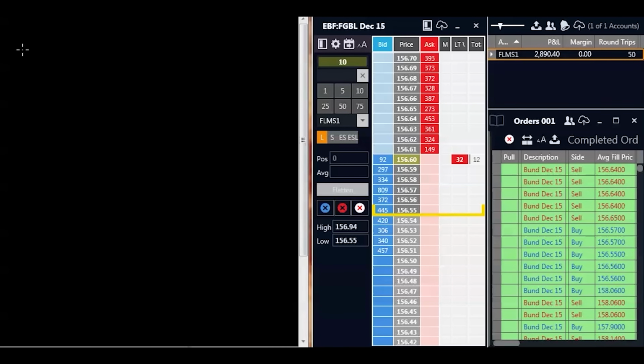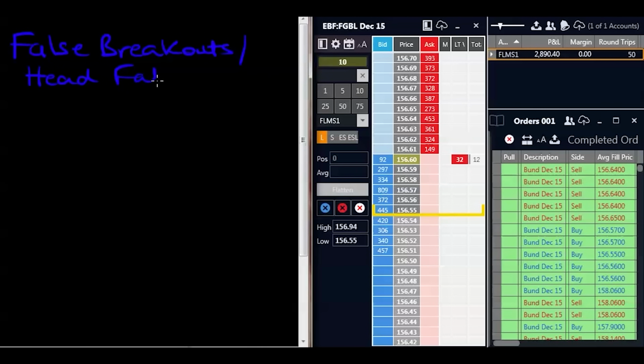So we're looking at false breakouts. Slash, you could call them head fakes. So fake out one way and then go the other.